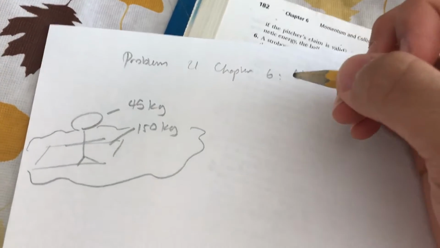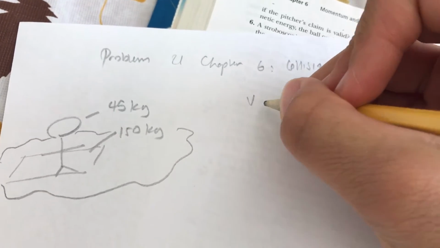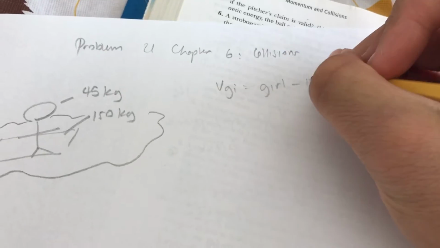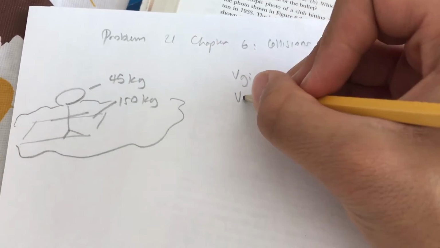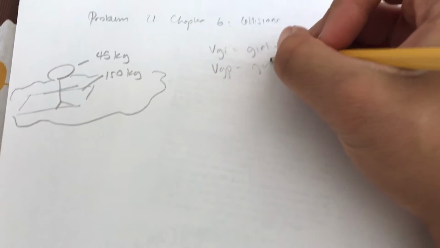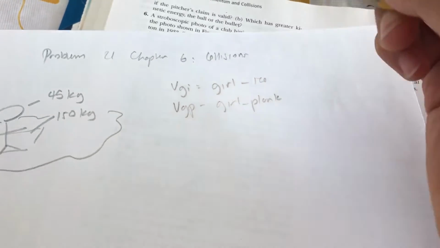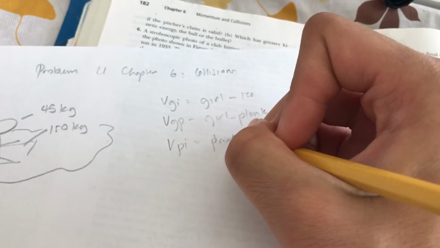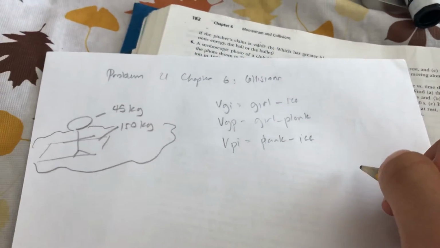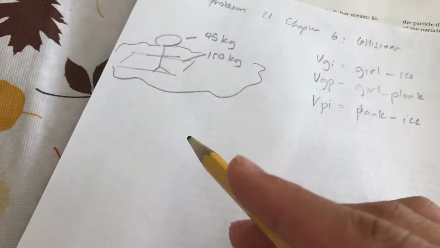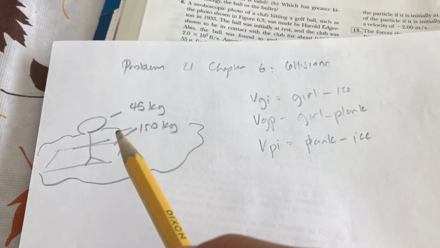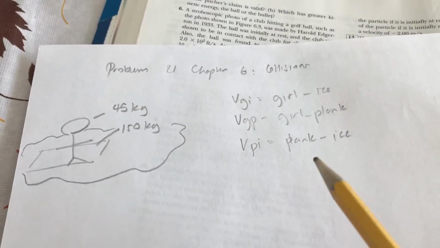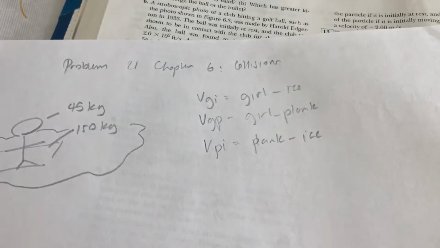So first of all, let's define some variables. V_GI is the velocity of the girl to the ice. V_GP is girl to the plank. And finally, V_PI is plank to ice. Okay? So from this whole diagram, we can conclude that the velocity of the girl to the ice is the resulting velocity of the girl to the plank and the plank to the ice.